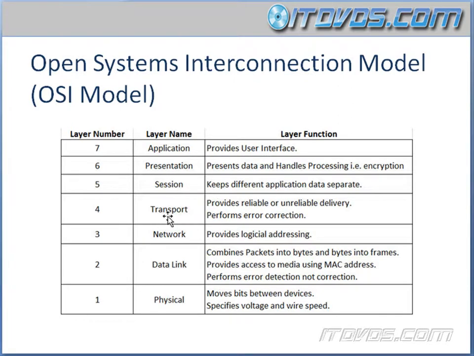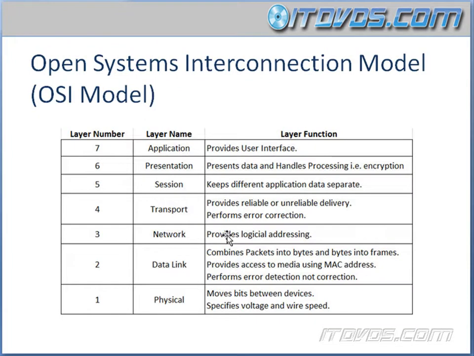Layer 4 is your transport layer. This provides reliable or unreliable delivery and also performs error correction. And when we talk about reliable or unreliable, that can be a bit confusing, but it'll become a lot more clear when we delve into TCP and UDP. Also, layer 4 is responsible for flow control, acknowledgement, and sequencing, and we're going to get into that a lot when we talk about TCP.